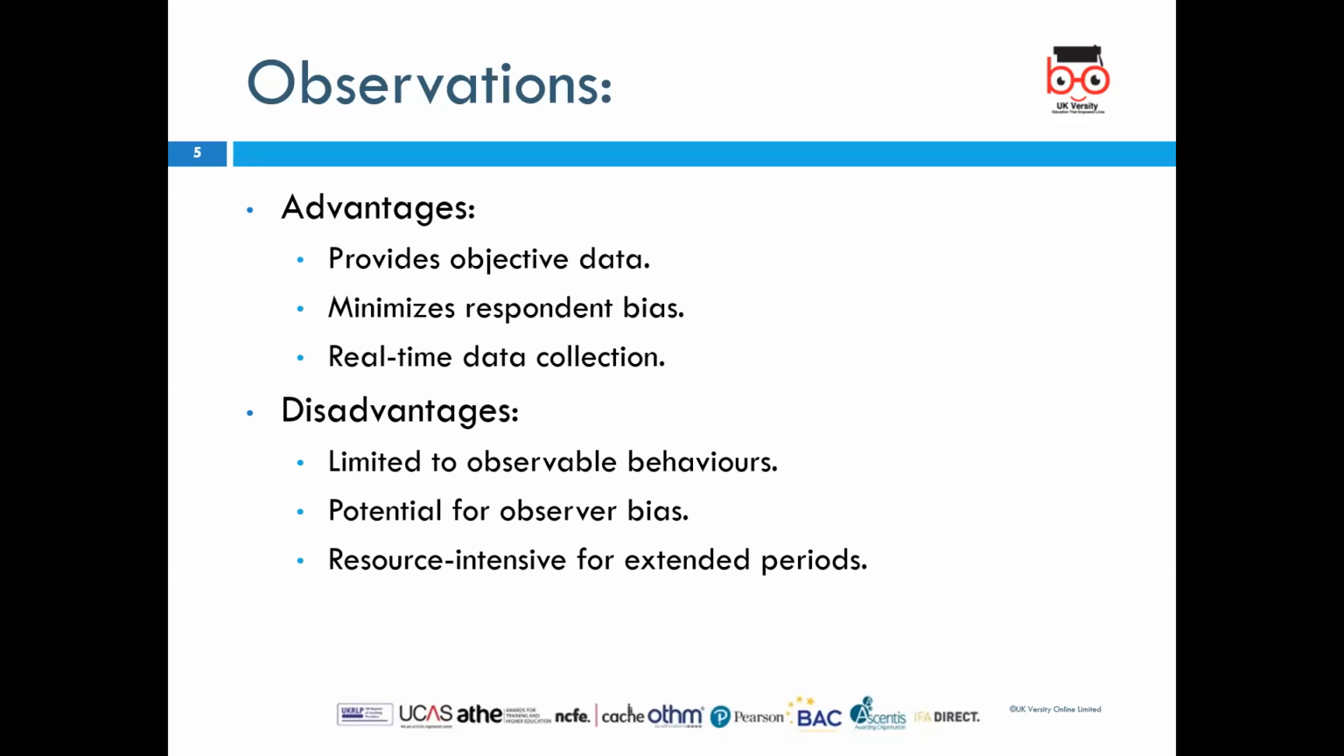Then you have the potential for observer bias. Here the observer bias could be that the researcher may note down a few points and miss a few points. So the weightage of the points where the researcher has noted could be higher, which can lead to observer bias. Then you have that observations can be very resource intensive for extended periods.